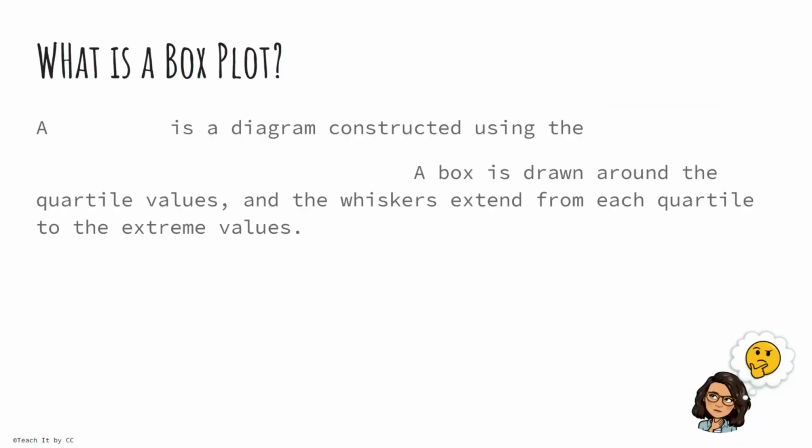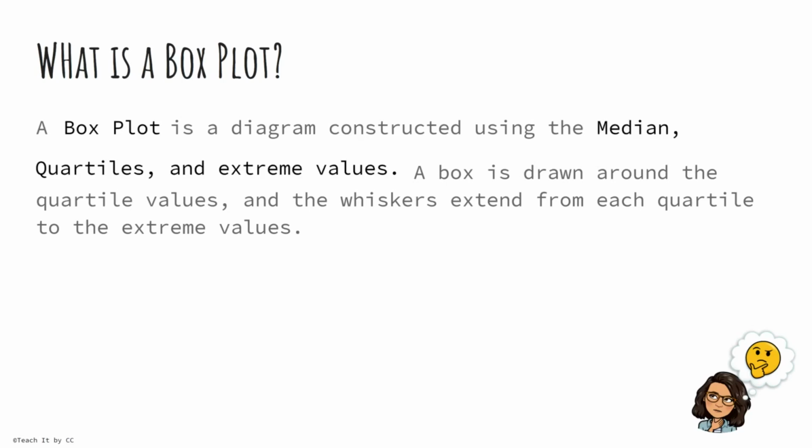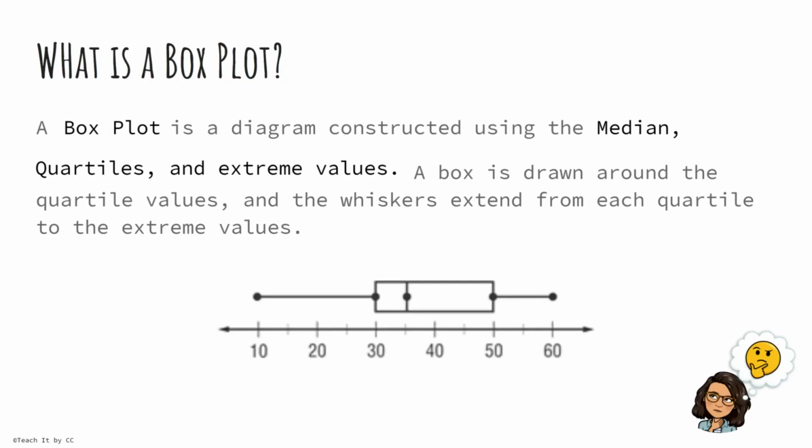So, what is a box plot? A box plot is a diagram constructed using the median, quartiles, and extreme values. A box is drawn around the quartile values, and the whiskers extend from each quartile to the extreme values.